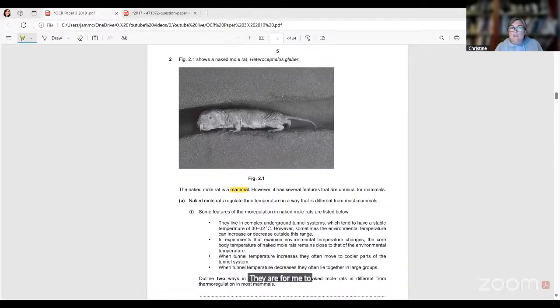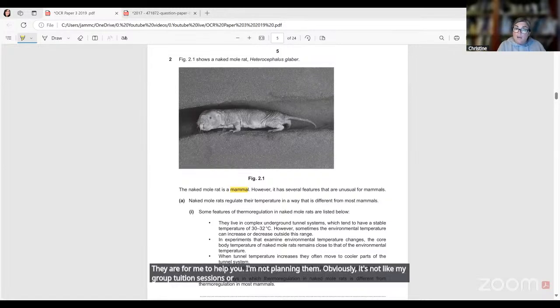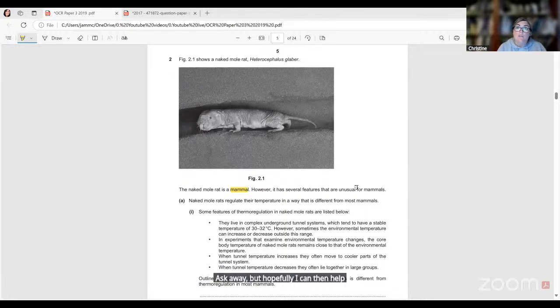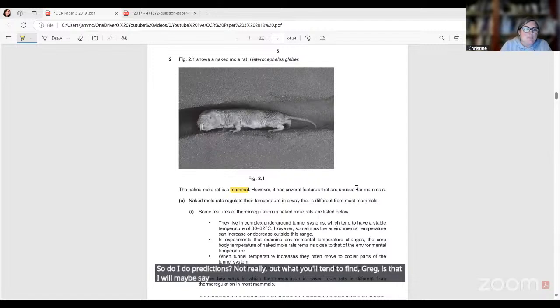They are for me to help you. I'm not planning them. Obviously, it's not like my group tuition sessions or my one-to-ones where I plan them meticulously. If you have a question, ask away, but hopefully I can then help and guide you on how to answer them. So do I do predictions? Not really, but what you'll tend to find, Greg, is that I will maybe say something that pops into my head as I'm doing it.